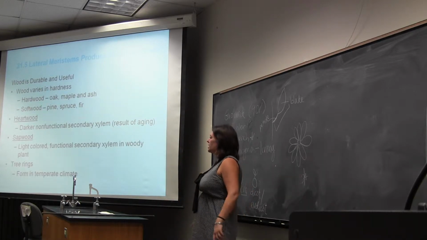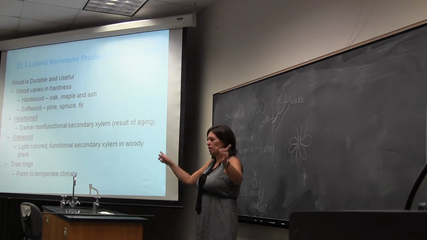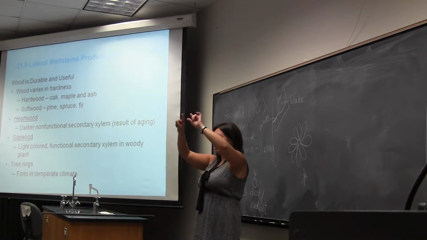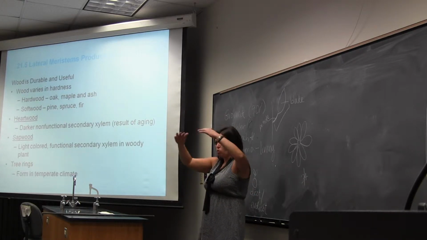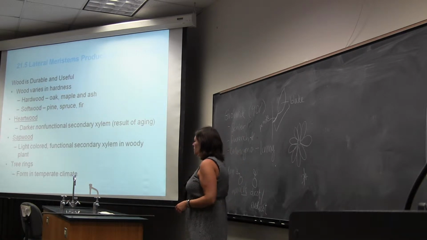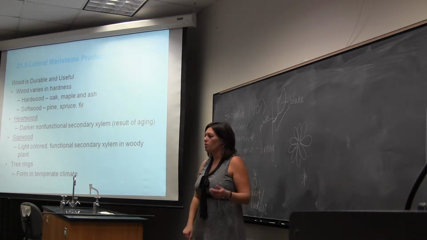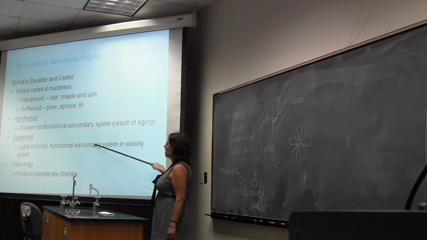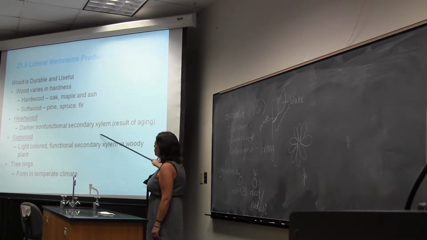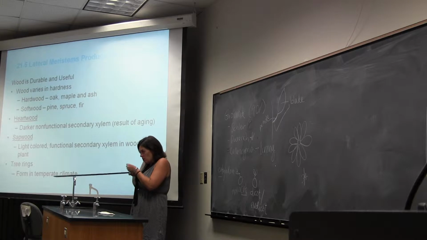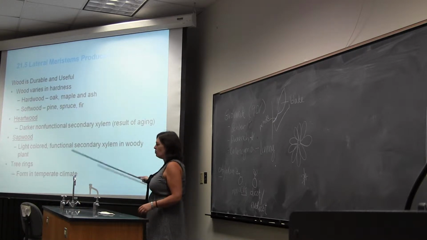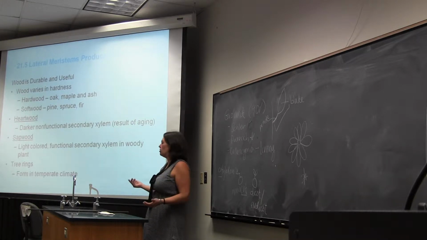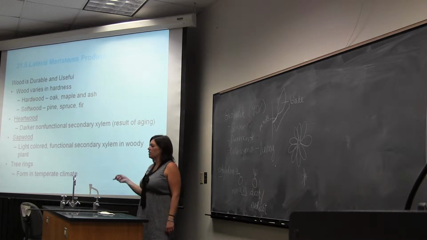The sapwood is the outer region. If you cut a tree in half, the heartwood's going to be in the middle, and the sapwood is going to be a lighter color, towards the external parts of the plant. This sapwood is also made up of secondary xylem, except it's functional. So they're both made up of secondary xylem, which is what wood is. It's just that in the heartwood, they're non-functional because they're in the core of the tree, whereas the sapwood is those areas towards the external part of the tree that are functional.